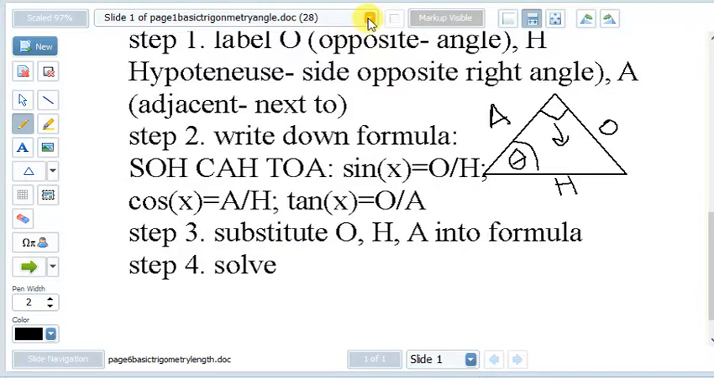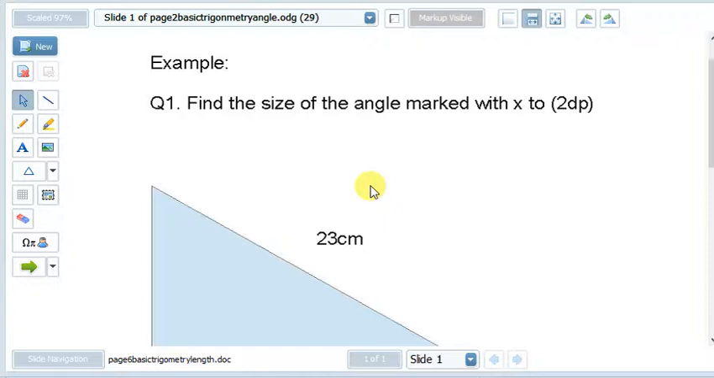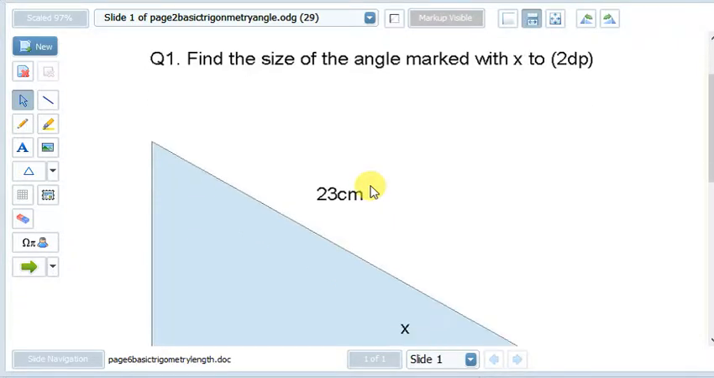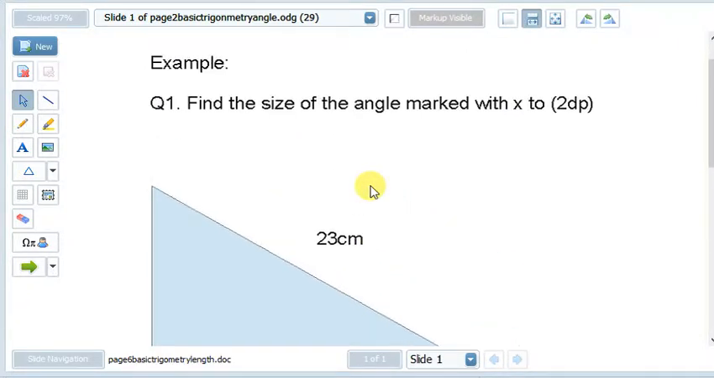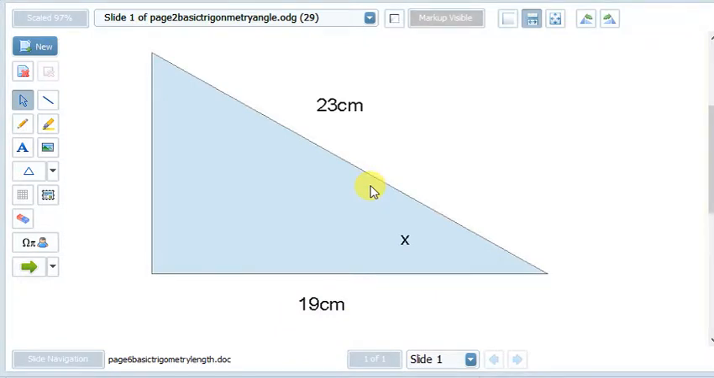Okay, so let's go through an example. So an example, and we're going to use this right angle triangle here. Find the size of the angle marked with an x to 2 decimal places. Okay, so just to make things a bit more clear, I'm going to mark on the right angle. So the right angle is on 90 degrees, and this angle here is angle x. So that angle of elevation is what we are trying to find.